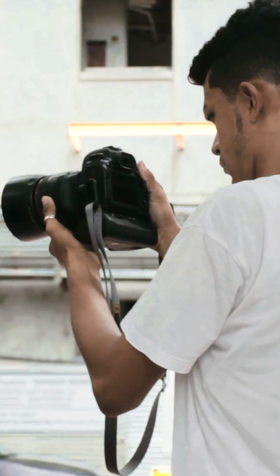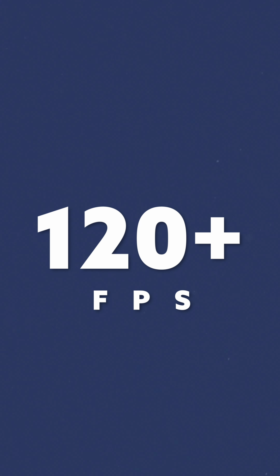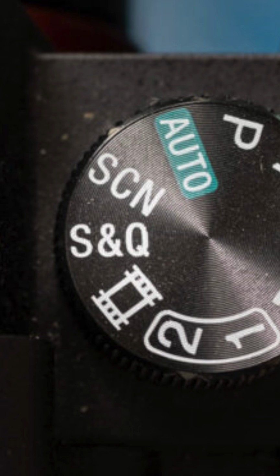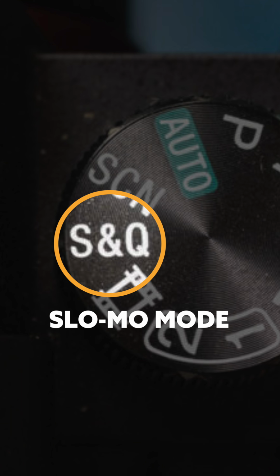The available frame rates your cameras usually record in are 24 frames per second, or FPS for short, 30 FPS, 60 FPS, and 120 frames per second. If it shoots anything over 120 frames per second, it's usually for slow motion. Most cameras and videos have simplified this into just the slow motion mode on your camera.